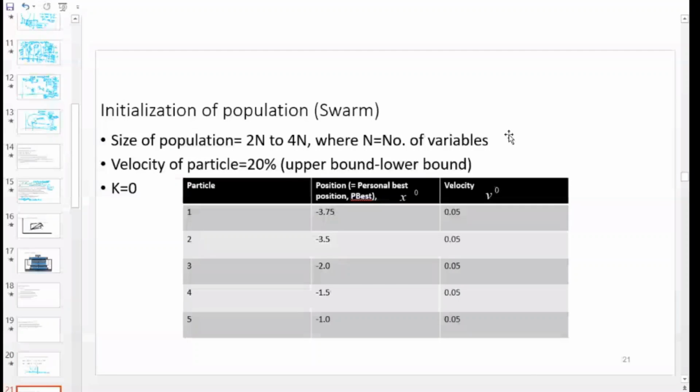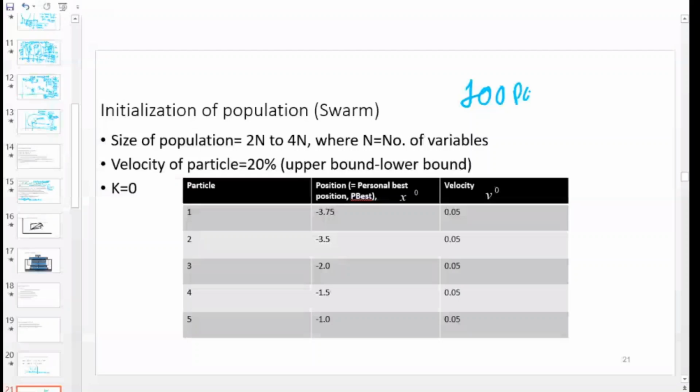But if it is a large scale problem, then you can assume a higher number of particles, such as 50 or 100, right? And if it is a very large scale problem, then also you can assume 100 particles. If you consider 100 particles, then you will get the answers with sufficient accuracy. Generally we don't assume more than 100 particles, otherwise the computational burden will increase.